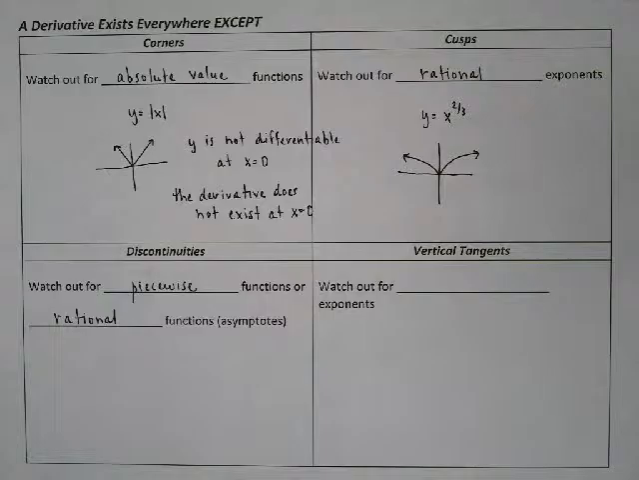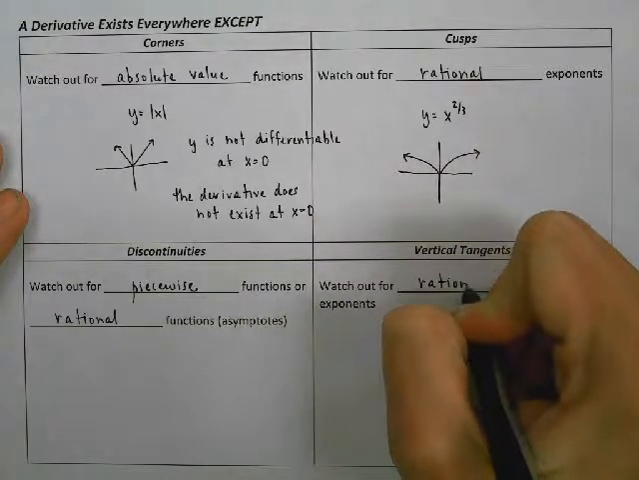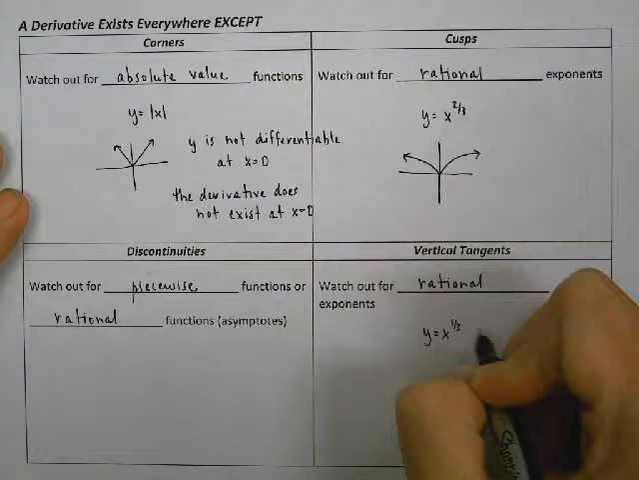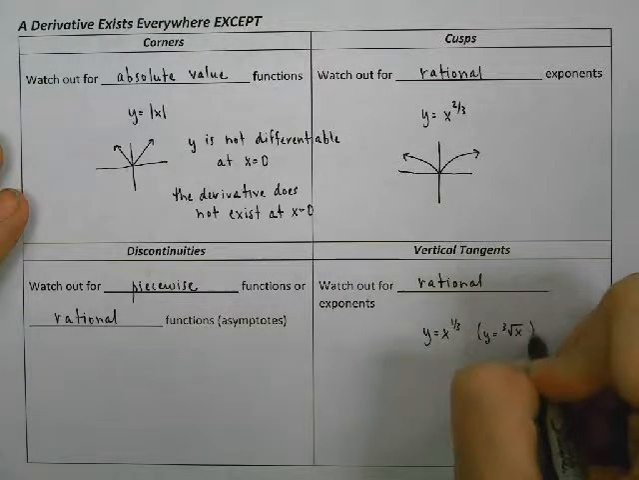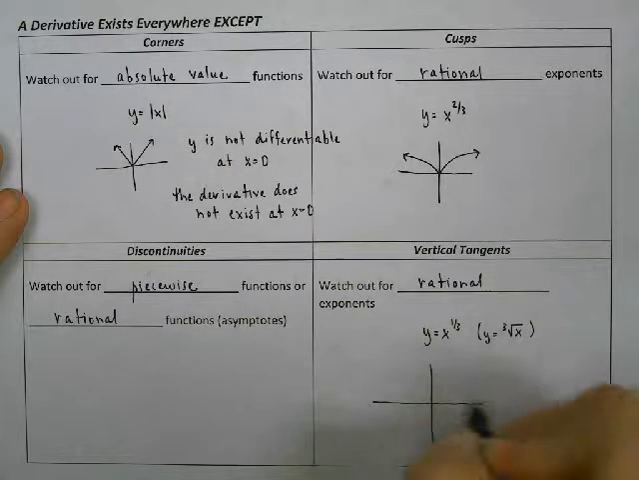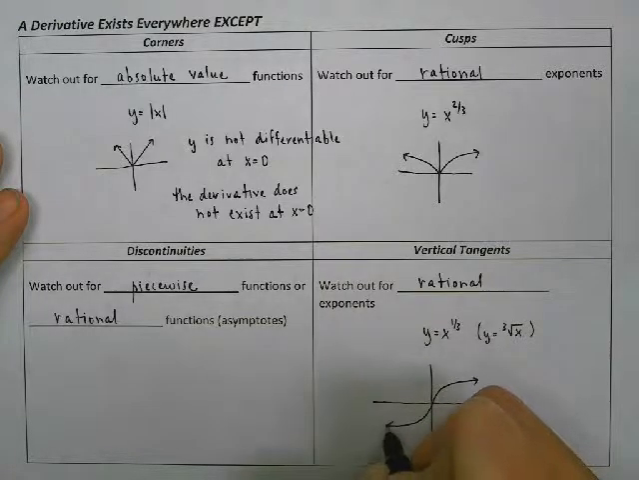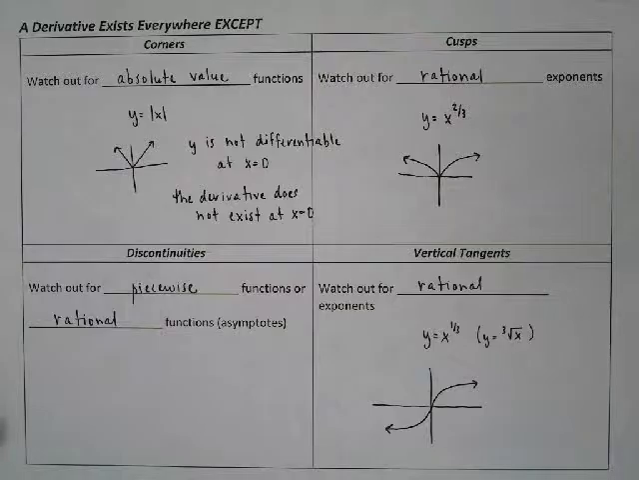And then finally, our last issue with differentiability is anywhere that a vertical tangent would exist. And again, here we're watching out for rational exponents. So in this case, we could look at y equals x to the 1/3, right, which is the same as the cube root of x. And that graph, we know, takes on this shape here at x equals 0. So again, another case where that would not be differentiable at x equals 0. So those are four cases where we know that derivative is not going to exist.